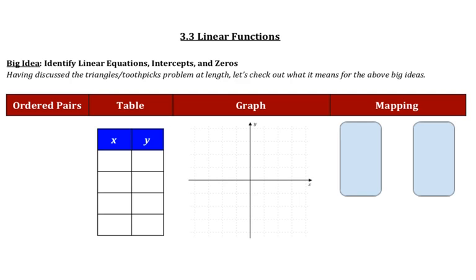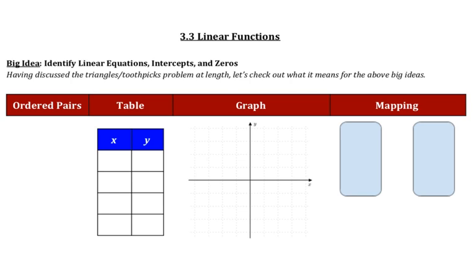Similarly, if you have a certain amount of money, and you just pay it towards a cell phone bill month to month to month, you're going to eventually run out of money at a constant rate. So having discussed the triangles toothpicks problem at length, let's check out what that means for these big ideas of being able to identify linear equations, the intercepts, and the zeros of something.